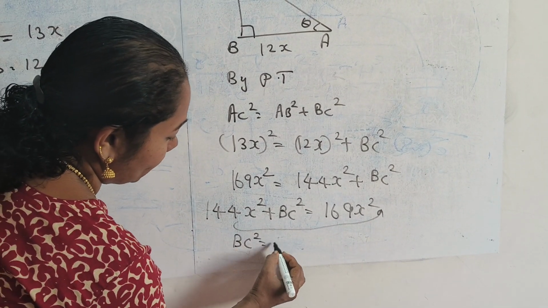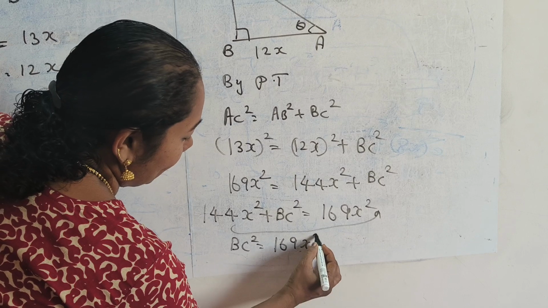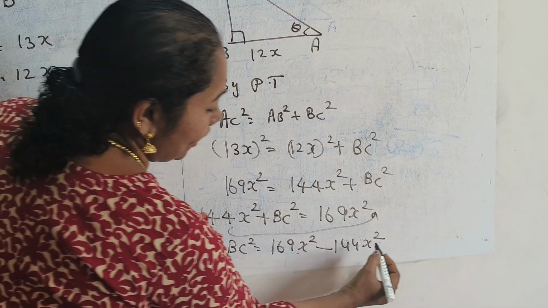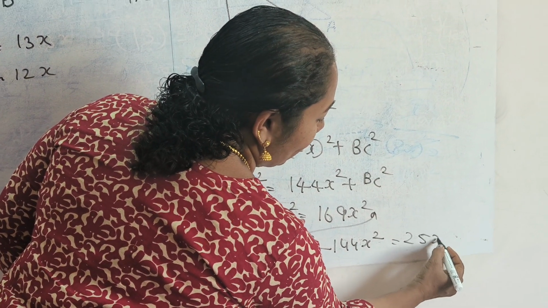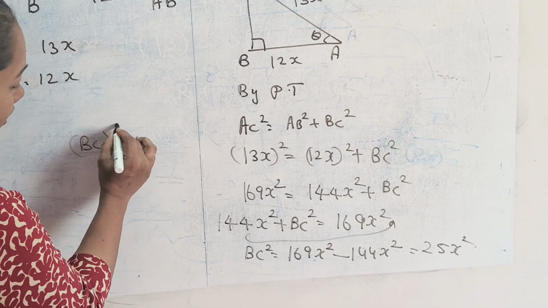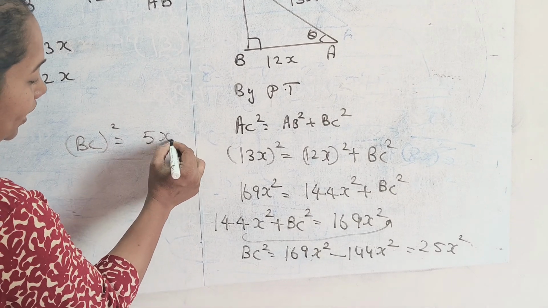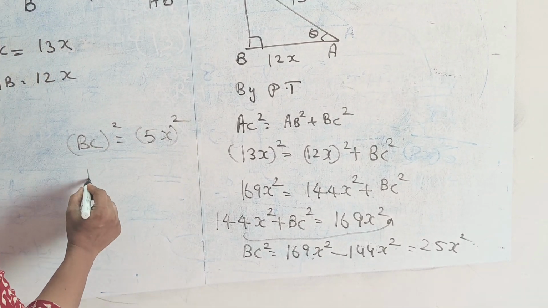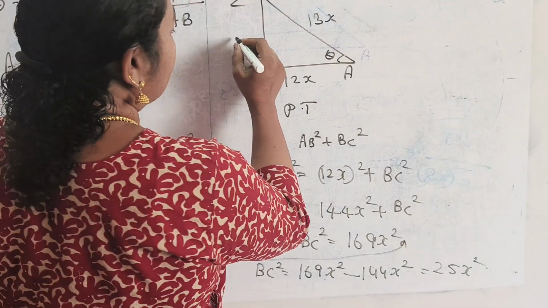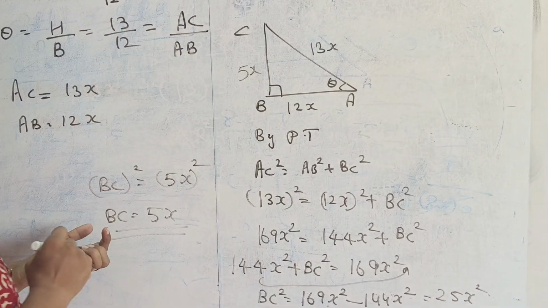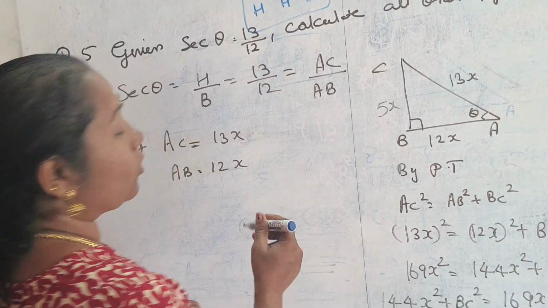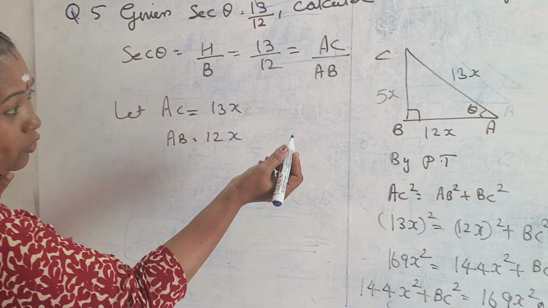So BC squared equals 169x squared minus 144x squared, that is equal to 25x squared. So BC squared equals (5x) whole squared. So BC is equal to 5x. So let us write here 5x. Now we got all the ratios here. So now let us write all the trigonometric ratios. Fine. All the values we got.